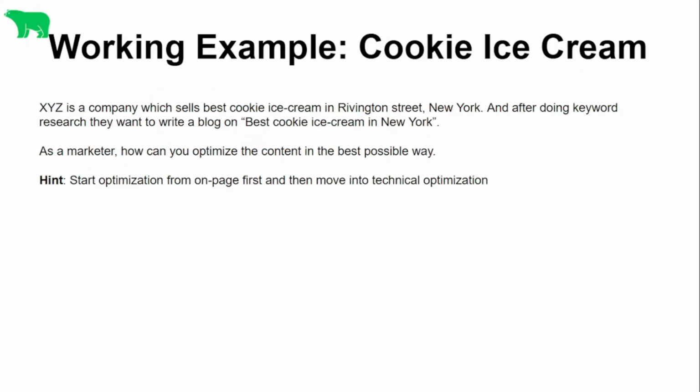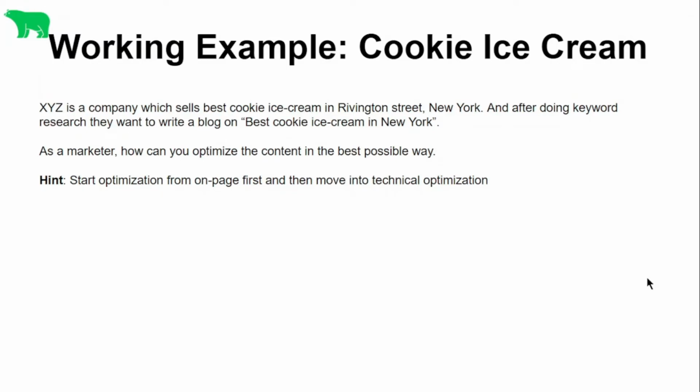unpaid avenues. Now let us take a working example, cookie ice cream. XYZ is a company which sells the best cookie ice cream in Rivington Street, New York. And after doing the keyword research, they want to write a blog on best cookie ice cream in New York. As a marketer, how can you optimize the content the best possible way? Now, optimization here means try to think of technical optimization. You can take 1 or 2 minutes, take a pen and paper and jot down your thoughts.